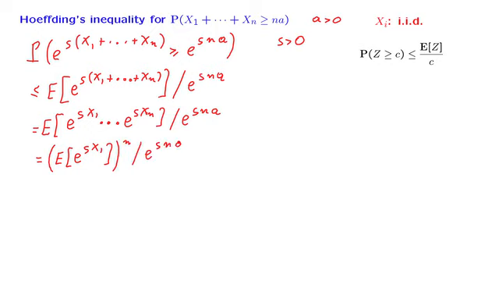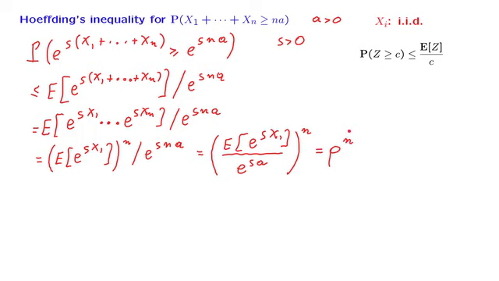Or we can write this in more suggestive form as follows. It's the expected value of e to the sx1 divided by e to the sa, all that to the nth power. So think of that as being some number ρ to the nth power. When is this bound going to be interesting? It's going to be interesting if ρ is less than 1, because in that case, this bound falls exponentially with n, and so this probability in particular will fall exponentially with n.